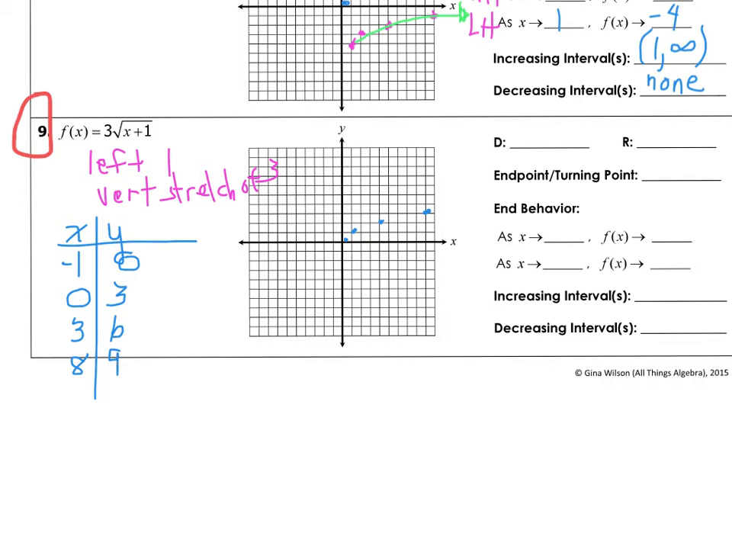So we're going to plot those points. All right. So -1, 0. As you can see, my graph shifted only to the left, but we're also getting this vertical stretch. So you're going to see the shape of our graph pull closer to the y-axis. And then I have 0, 3. See how tall it's getting now? And then I have 3, 6. And then I have 8, 9.